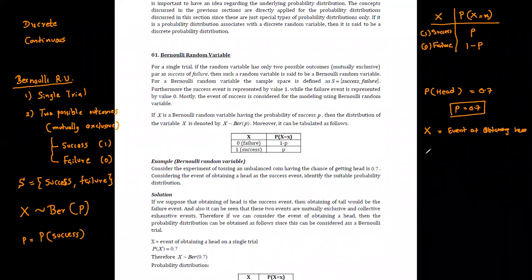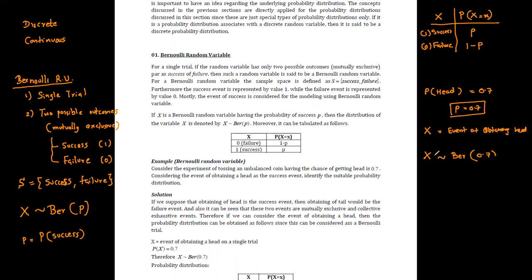And therefore, we can say that we have fulfilled all the conditions which need to be a Bernoulli random variable. A single trial is there, two possible outcomes, mutually exclusive, and we have identified that those are exhaustive events as well. Therefore, X can be modeled using a Bernoulli random variable. Then the success probability can be considered as 0.7.